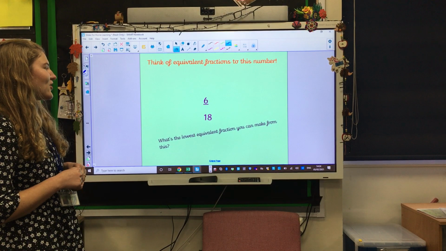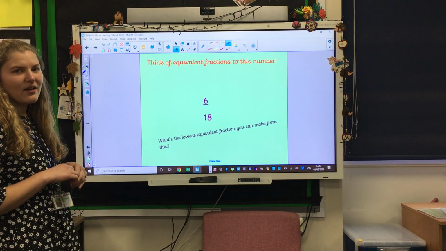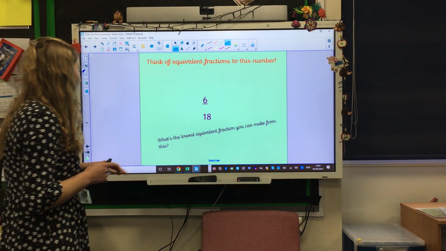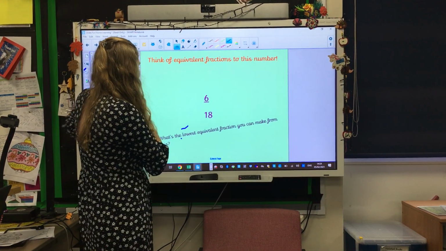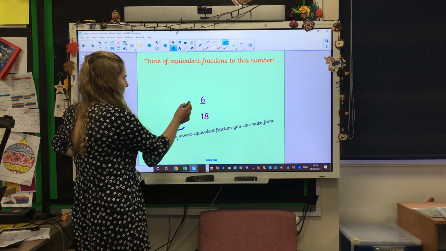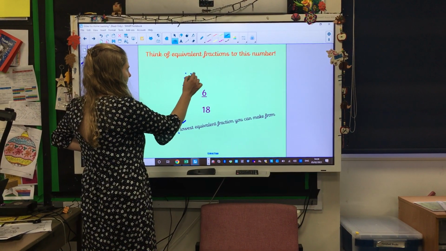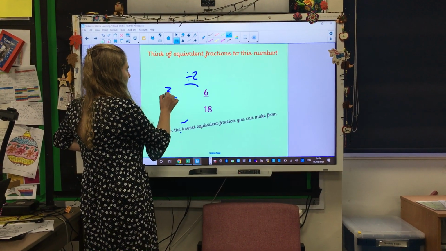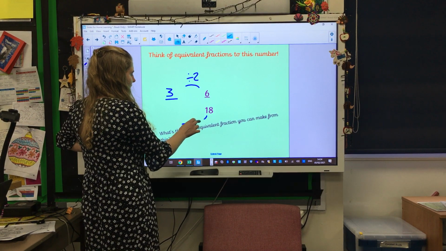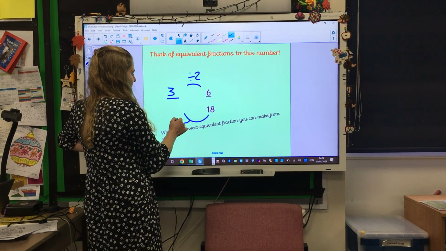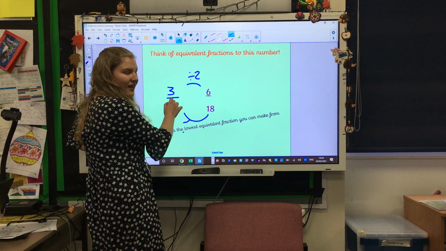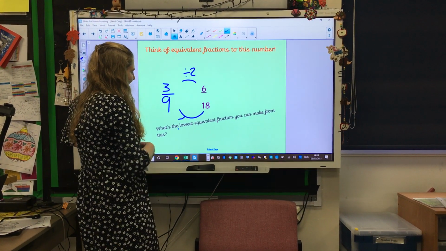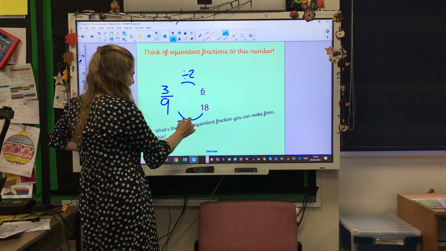Oh, children, this one, that sneaky little bit of information at the bottom says, what is the lowest equivalent fraction you can make from this? Oh, so what are we going to do? We could divide by 2. Let's try it. 6 divided by 2 is 3. And 18 divided by 2 is, what is it, guys? 9. Hopefully we all got that.